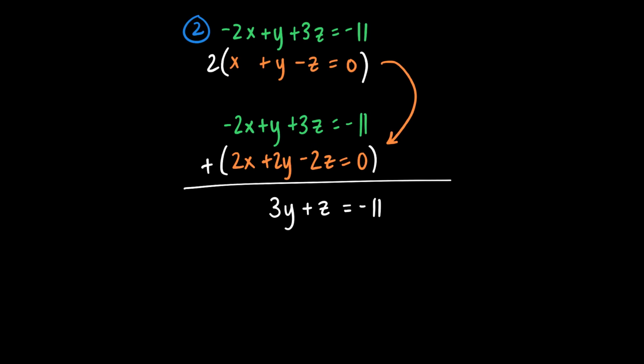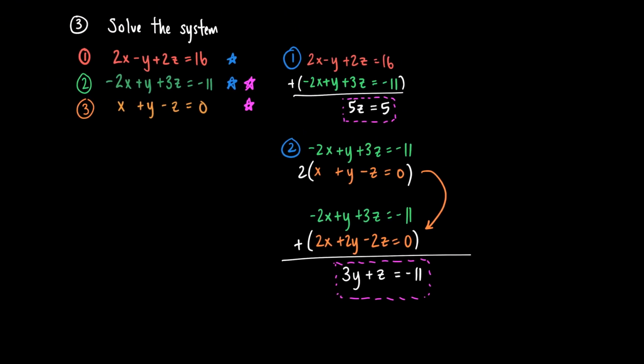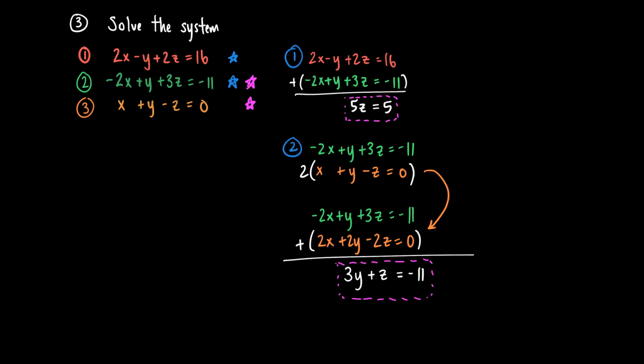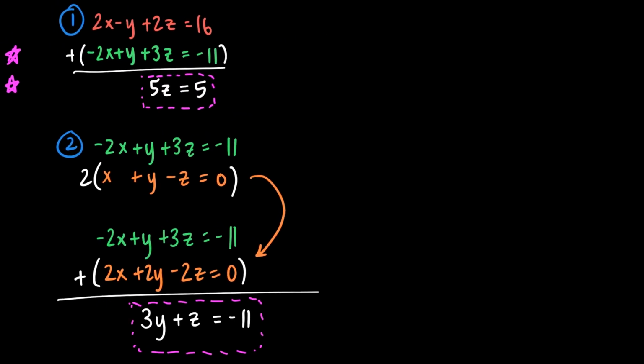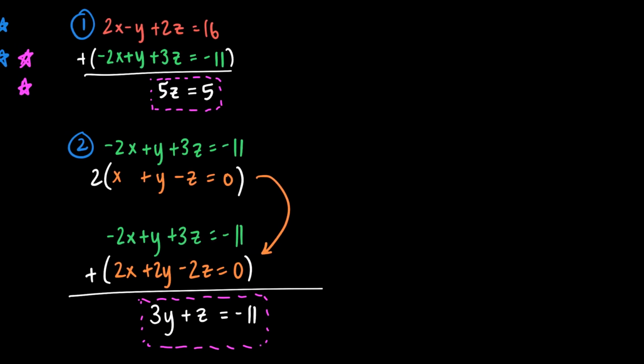All right, so that right there is our second equation that has gotten rid of the x's. Let's zoom back out and see where we're at. Now we're going to take the two equations that we have. Over here we have 5z equals 5, and here we have 3y plus z is equal to negative 11. We'll bring those two together and solve for y and z.